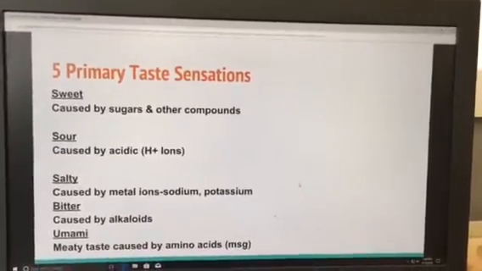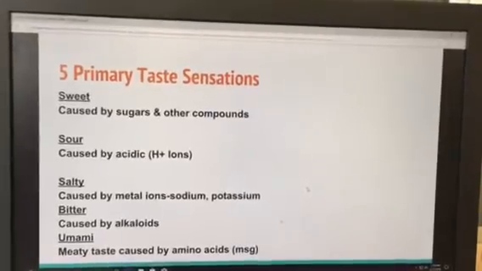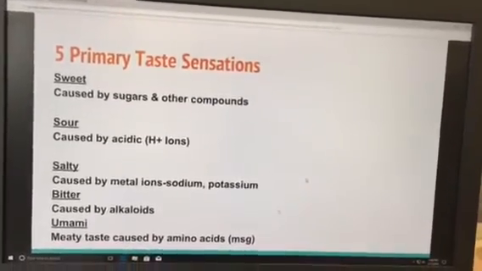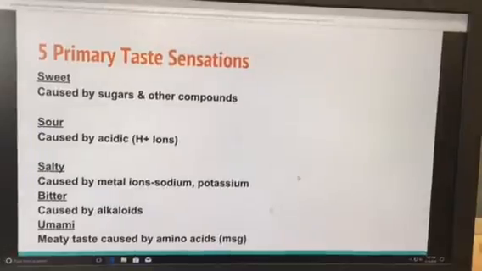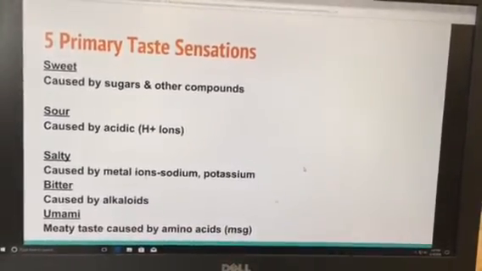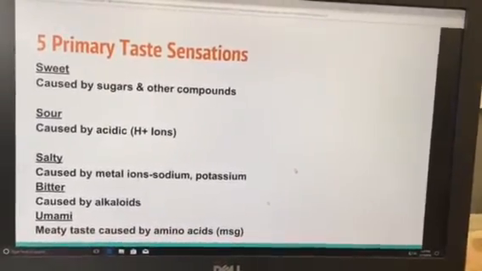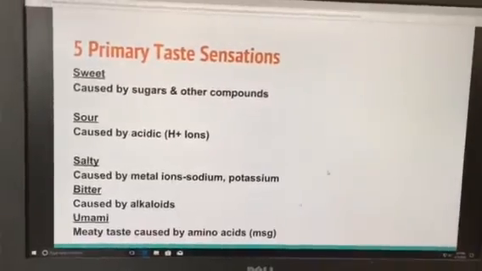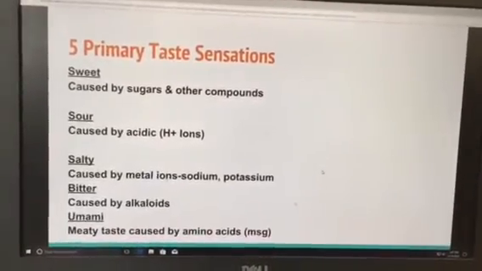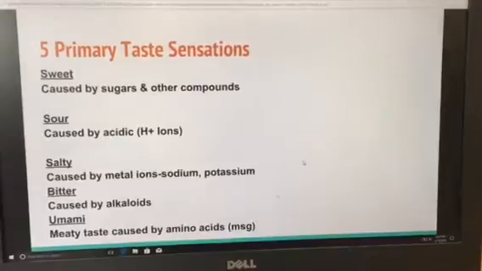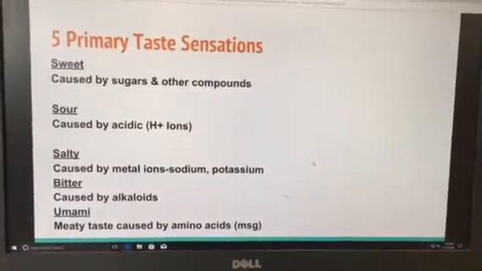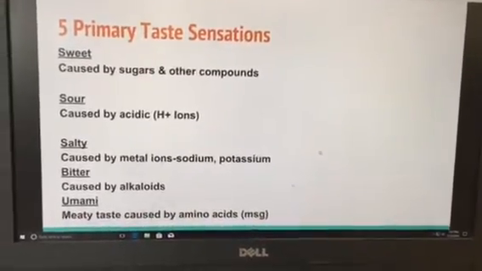5 primary taste sensations. Sweet, caused by sugars and other compounds. Sour, caused by acidic H plus ions. Salty, caused by metal ions, sodium, potassium. Bitter, caused by alkaloids. Umami, a meaty taste caused by amino acids.